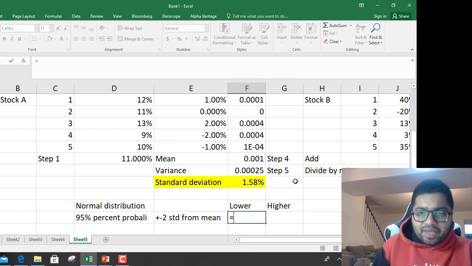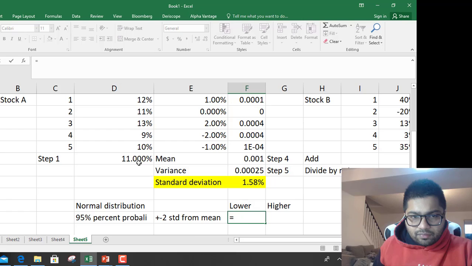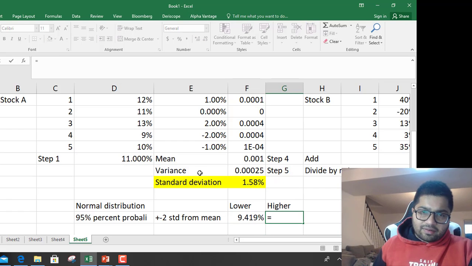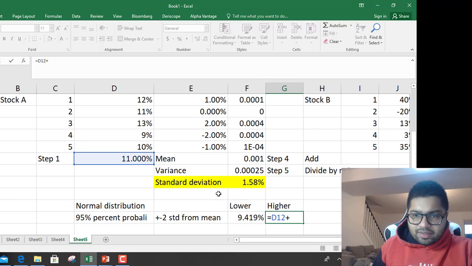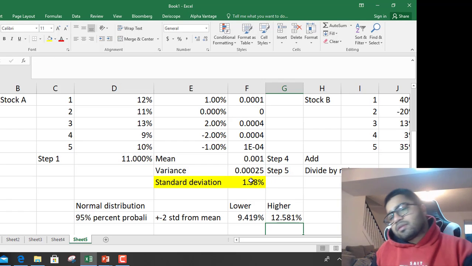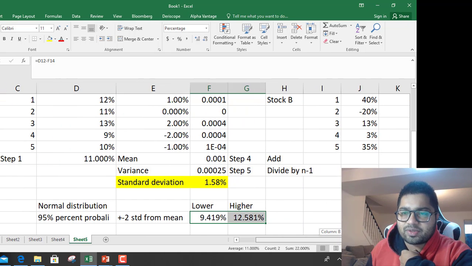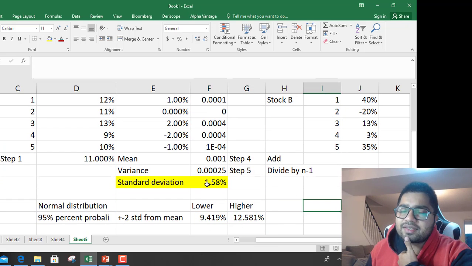Lower limit is mean minus standard deviation, and upper limit is mean plus standard deviation. What does it mean? That 95% of the time the annual returns from the stock will be between 9.4% to 12%. So these are the steps, and this is standard deviation.